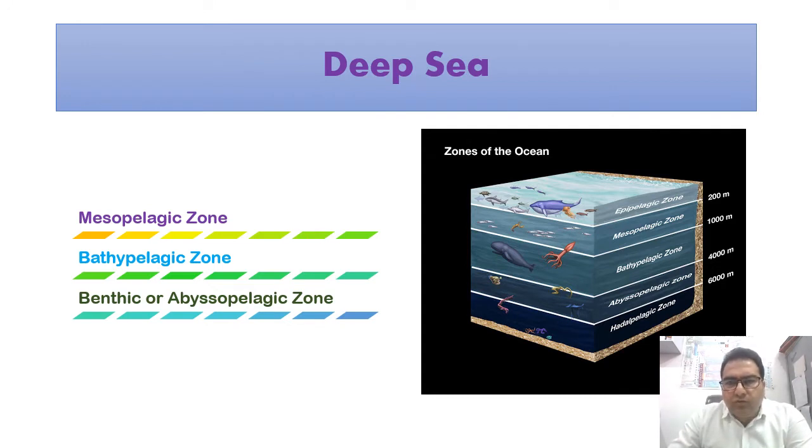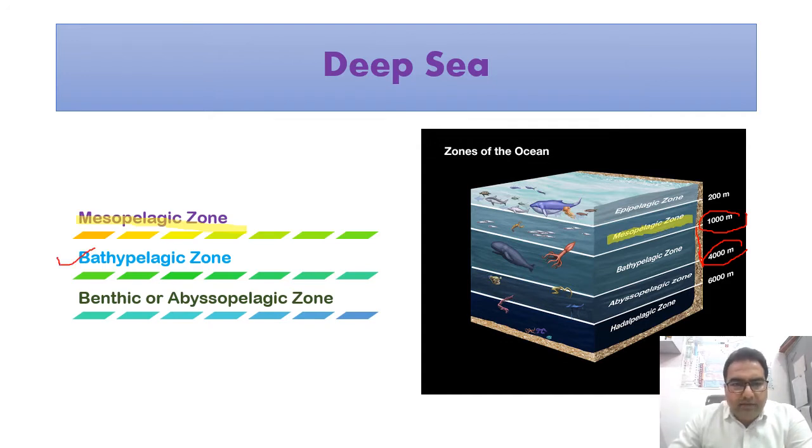So that zone which is below 200 meter and up to 1000 meter, we call the mesopelagic zone. So this is the mesopelagic zone, that is from 200 to 1000 meter. Second, we call it the bathypelagic zone, that is from 1000 meter up to 4000 meter. So the depth ranging from 1000 meter up to 4000 meter, we call the bathypelagic zone.